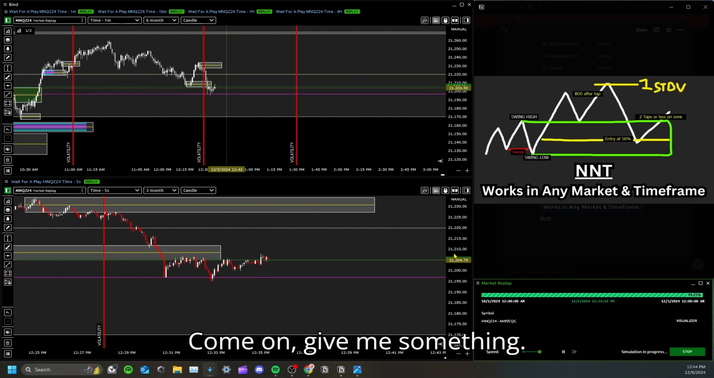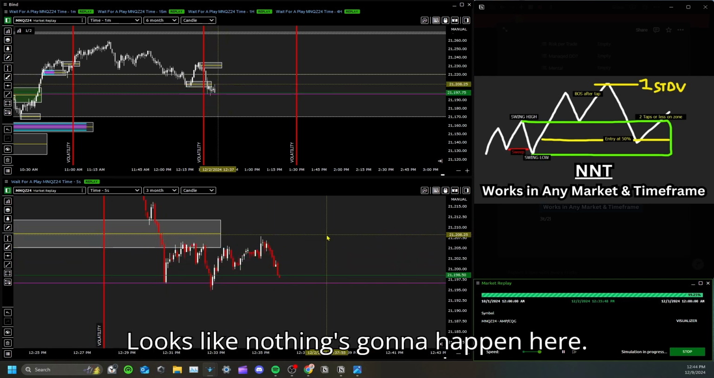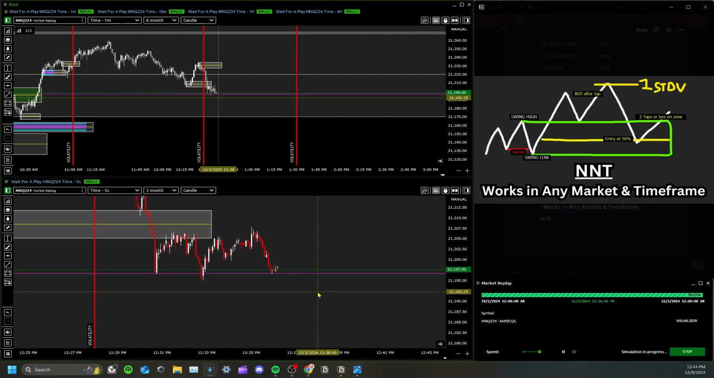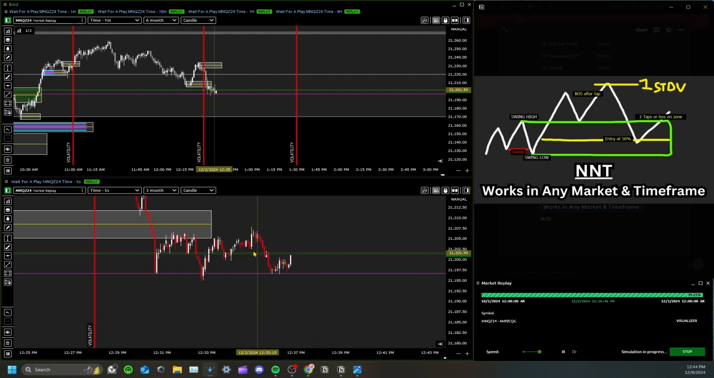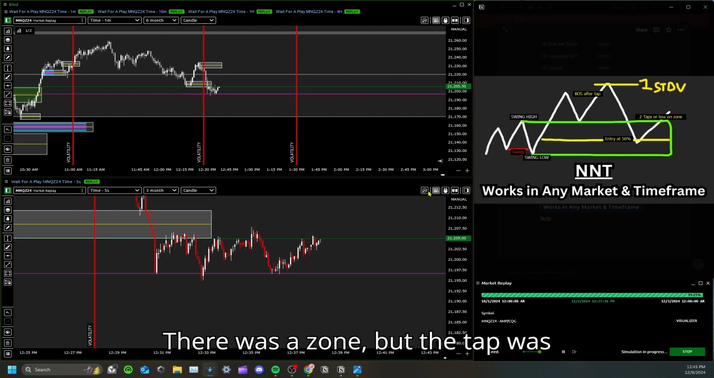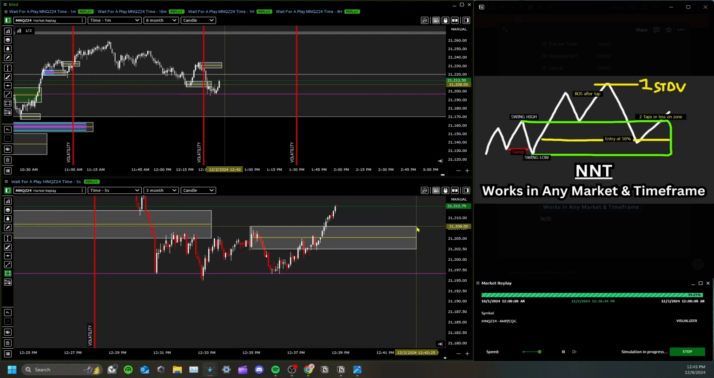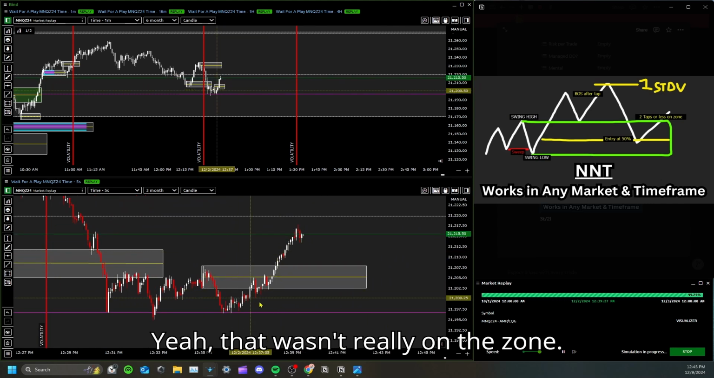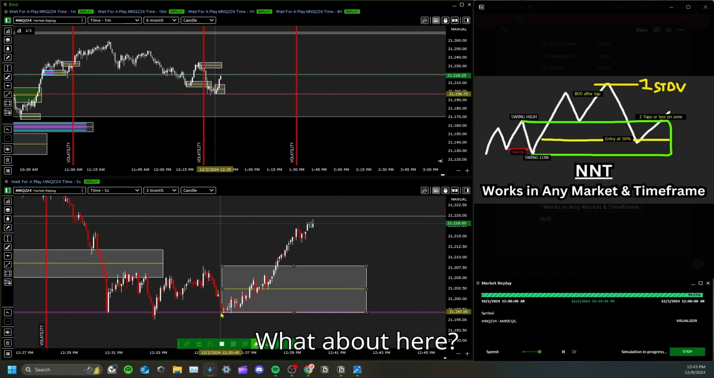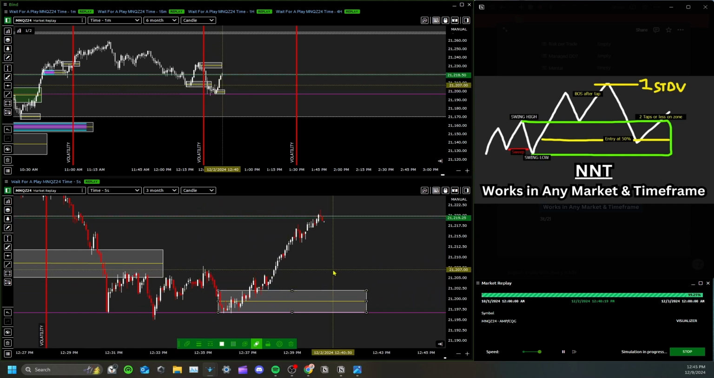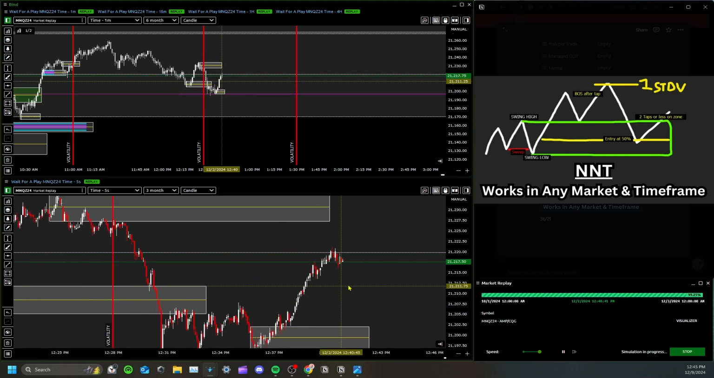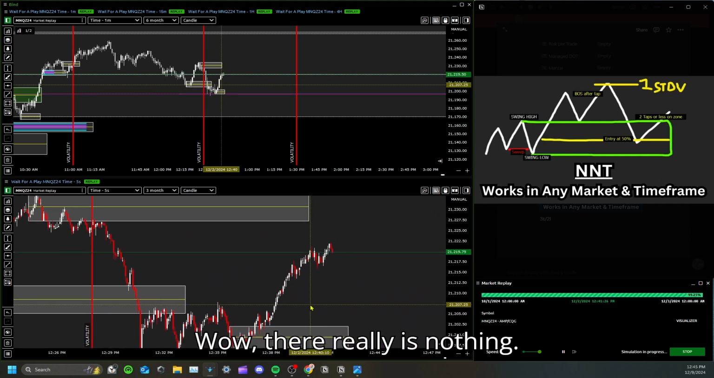Come on, give me something. Looks like nothing's gonna happen here. There was this zone, but the tap was just way too little. Yeah, that wasn't really on the zone. What about here? Nope, it's ugly. Wow, there really is nothing.